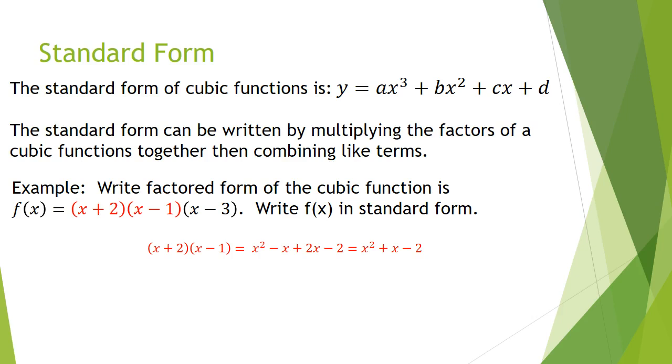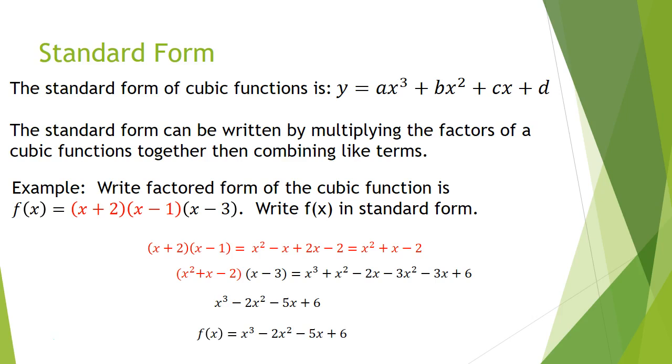Now that we've done that, we're going to multiply x squared plus x minus 2 times the final factor of x minus 3. When we do, we end up with a cubic function, a cubic expression, x to the third minus 2x squared minus 5x plus 6. Now, you're being asked to write a function, so don't forget to include f of x is equal to the function. Now, that's all there is to writing cubic functions. If you have any questions, please feel free to see your teacher.